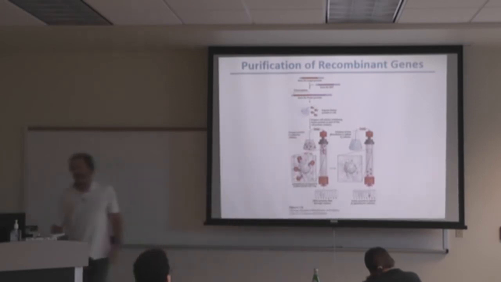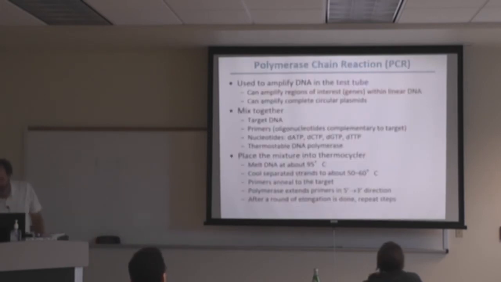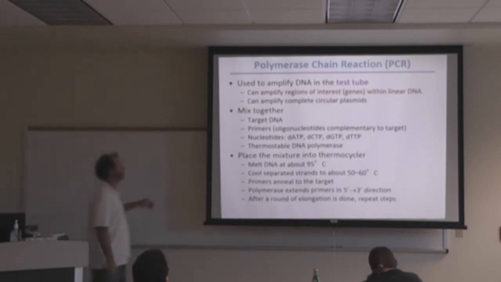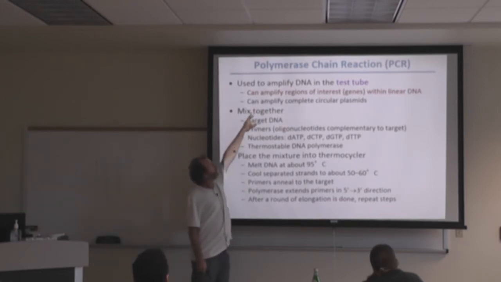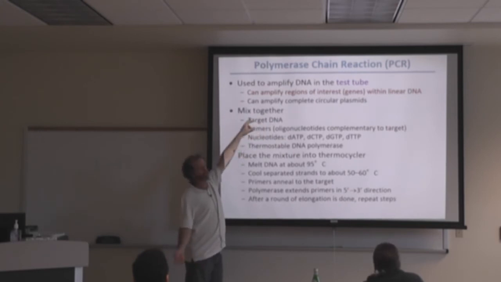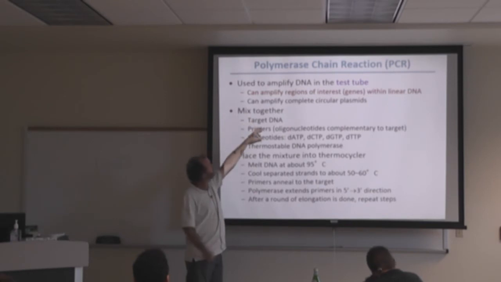So polymerase chain reaction is used to amplify DNA in a test tube, and can amplify regions of interest. It's one way you can clone, rather than taking chromosomal DNA and just cleaving a gene out and inserting into a vector. This is a more specific way, right? You know a little bit of the sequences, so you can amplify the region in between the sequences and insert it into a vector. You can also amplify complete circular plasmids. That's what we saw with that rolling circle site-directed mutagenesis.